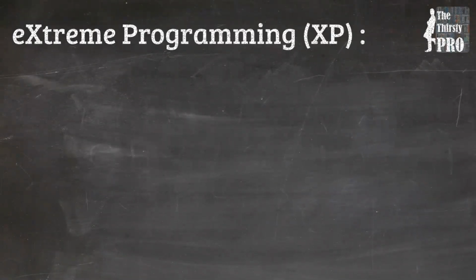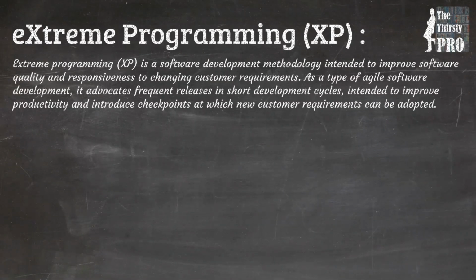Next is Extreme Programming. Extreme Programming is a software development methodology intended to improve software quality and responsiveness to changing customer requirements. As a type of agile software development, it advocates frequent releases in short development cycles intended to improve productivity and introduce checkpoints at which new customer requirements can be adopted.